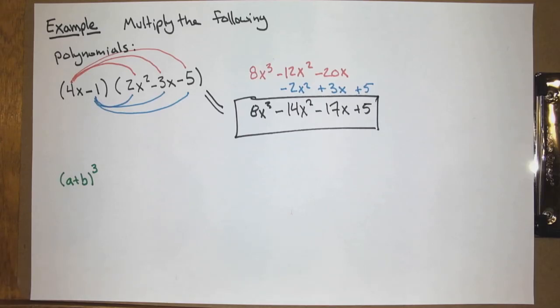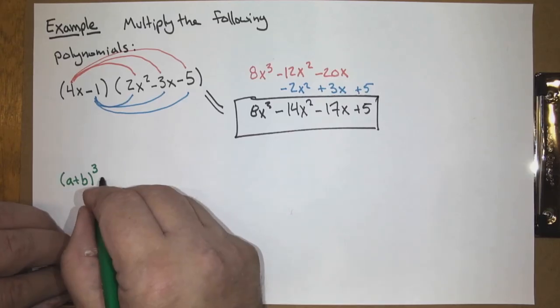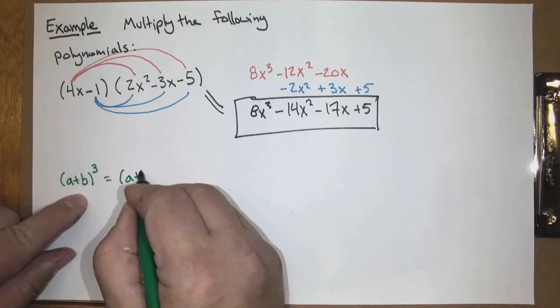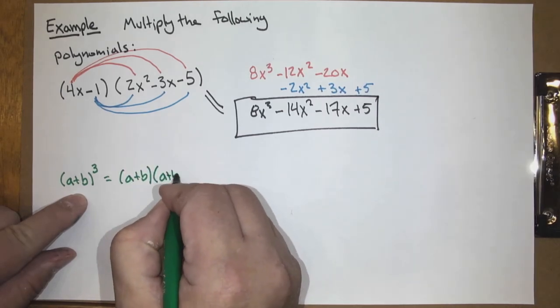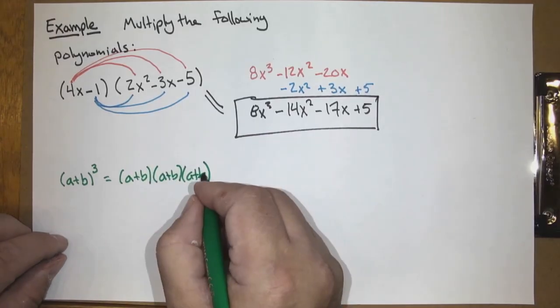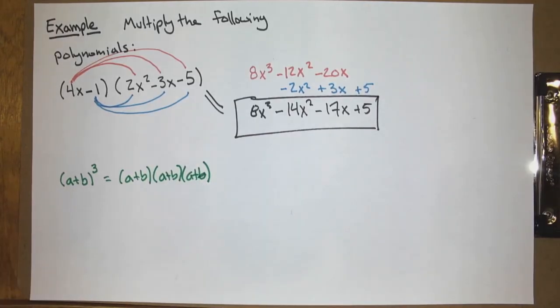Well, how about this next one? A plus B quantity cubed. Now, what does A plus B quantity cubed mean? A plus B cubed means there's 3 copies of A plus B. So A plus B, A plus B, A plus B. 3 of them. And you might be thinking, wait, we only talked about how to multiply 2 things together, and here you're asking to do 3 things. Well, that's okay.